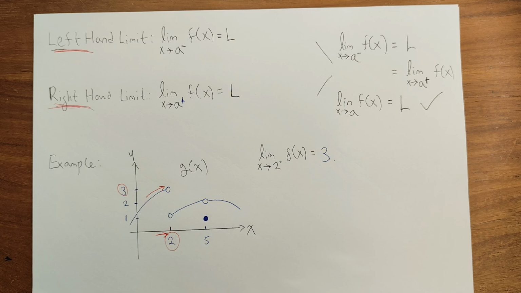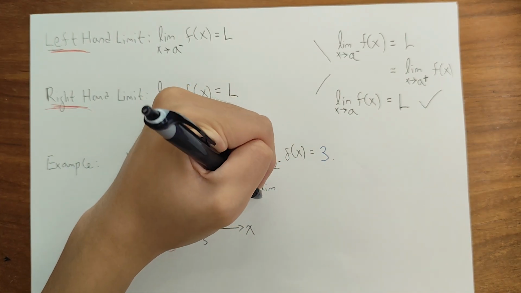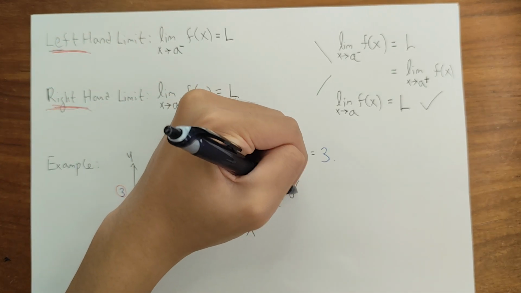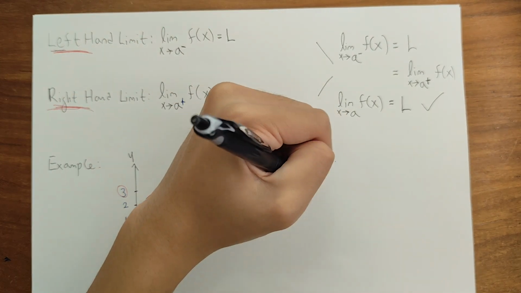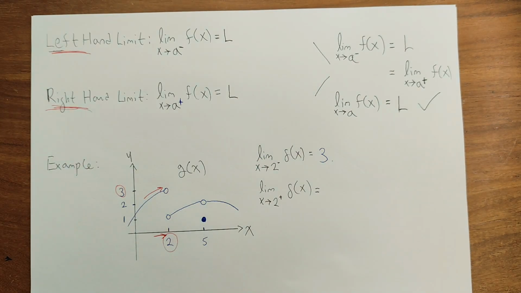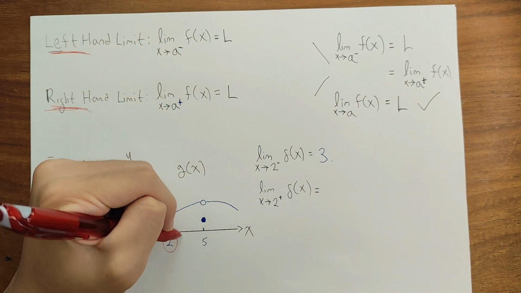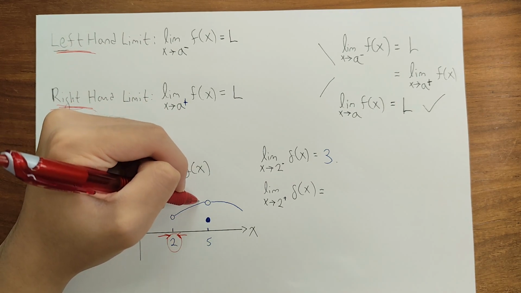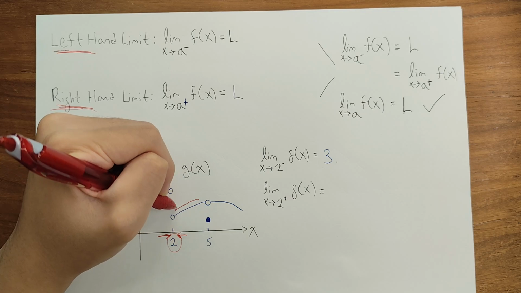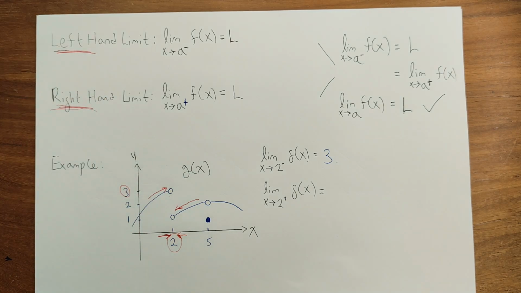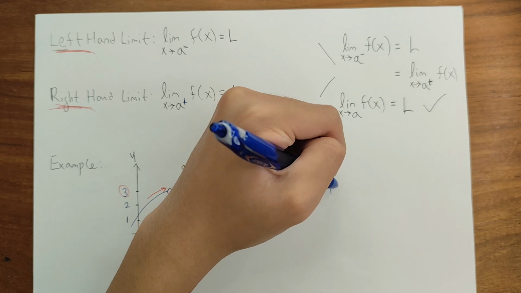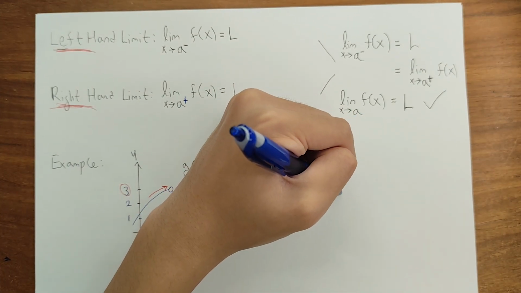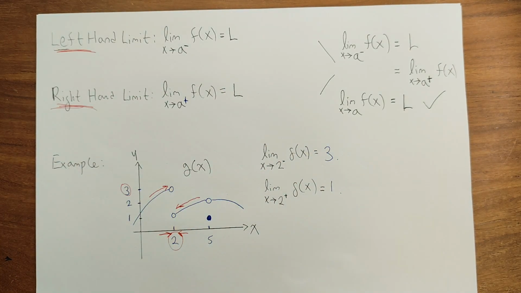Alright, what about the limit as x approaches 2 plus? 2 plus, meaning from the right-hand side. If we approach x from the right-hand side of 2, the function here is approaching this value here, which is 1. So if g(x) is approaching 2 from the right-hand side, we are approaching 1.